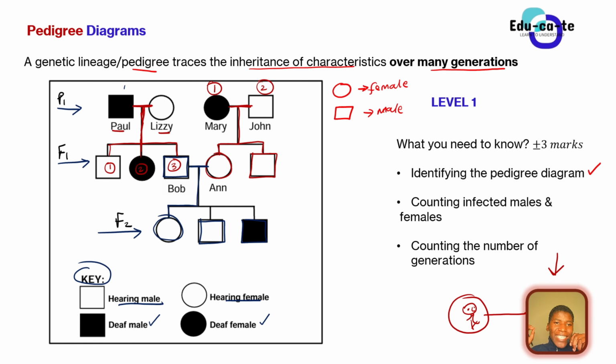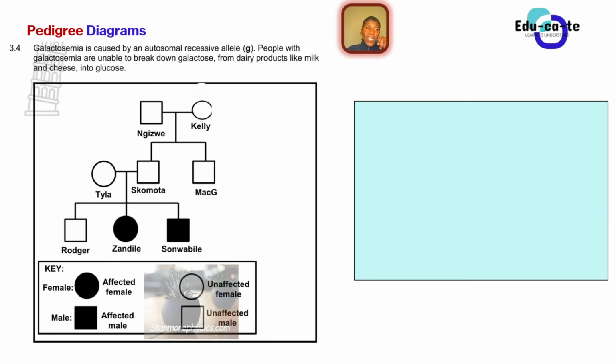Now let us look at giving the genotypes. How do you even know the genotype for Paul, Lizzie, Mary, John, and everyone else? So let's look at how to assign a genotype. First of all, you will read the statement. You must be given a statement, but you should know one thing.